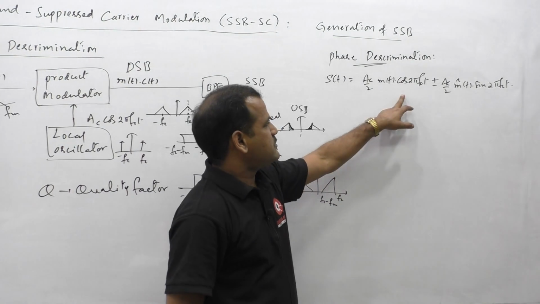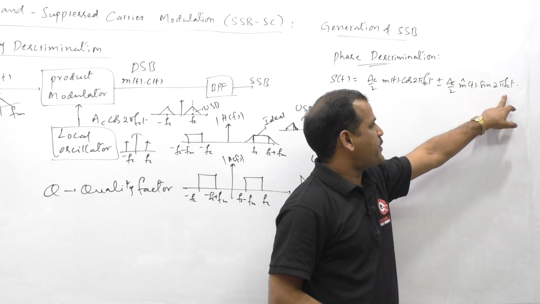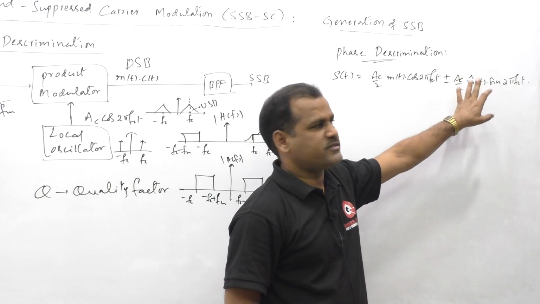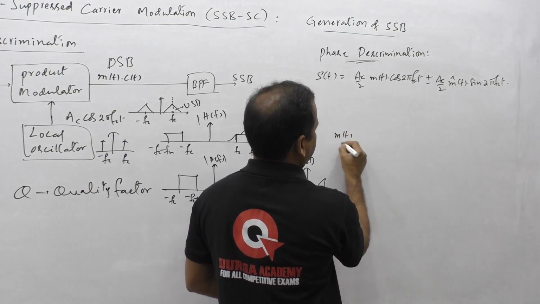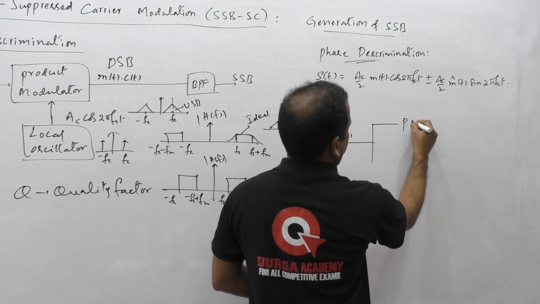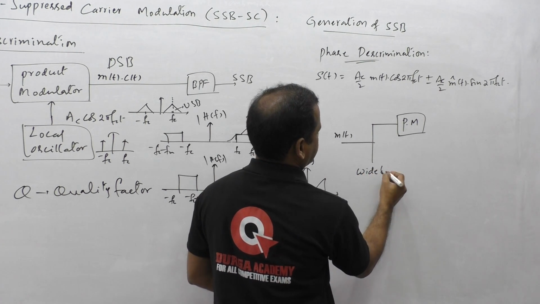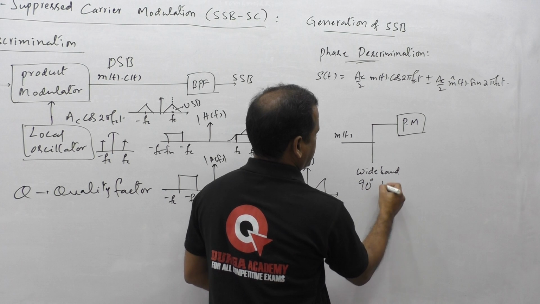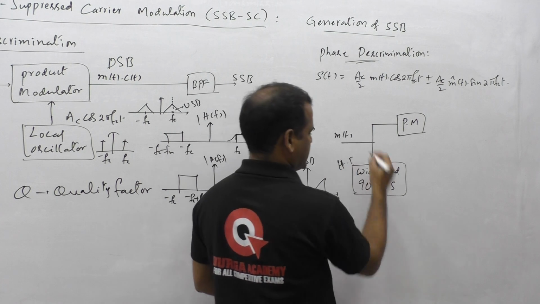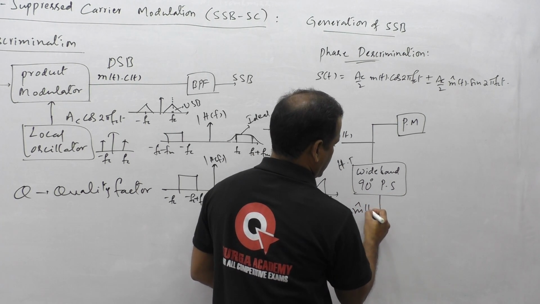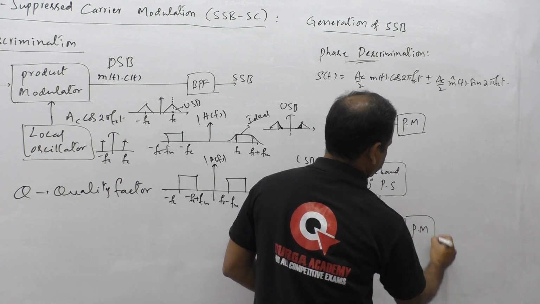Here, the first term is the message signal multiplied with the carrier signal. In the second term, sin 2 pi fct is multiplied with the Hilbert transform of the message signal. So let us consider the block diagram as per this equation. M of t is applied to a product modulator here, and after taking a wideband 90 degrees phase shifter, which gives the Hilbert transform of the message signal m of t, we get m cap of t at the output of this wideband 90 degrees phase shifter. It is applied to a product modulator.